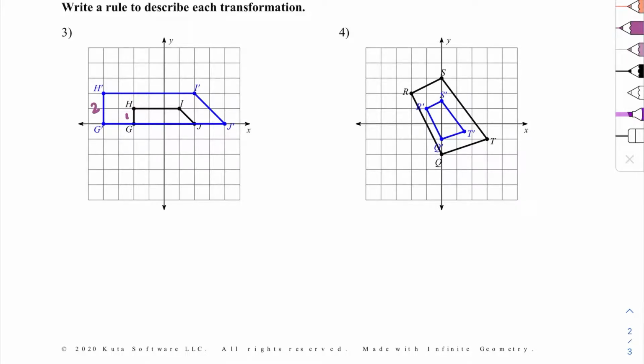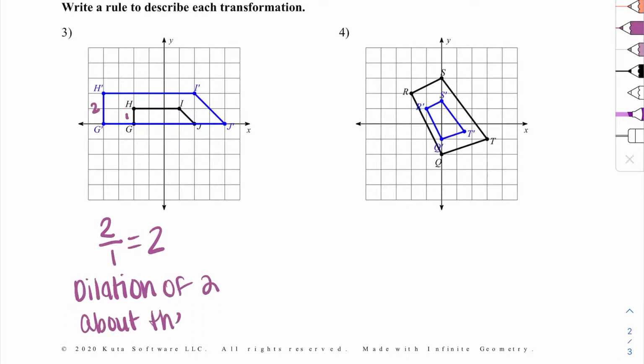So similar to what we did in the previous lesson, we're going to take a measure of our new figure, the one with the primes, in this case 2, and we're going to divide it by the corresponding measure from the original figure, which was 1. Well, 2 divided by 1 is 2, so our rule is a dilation of 2 about the origin. We know it's about the origin because I told you that's all we're going to do in this class, so really no need to worry about that part. You'll just have to have it written out.